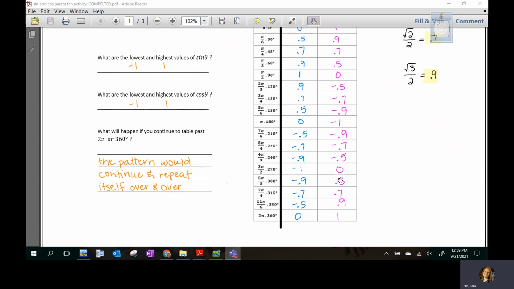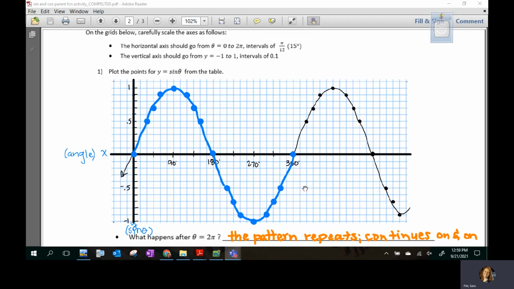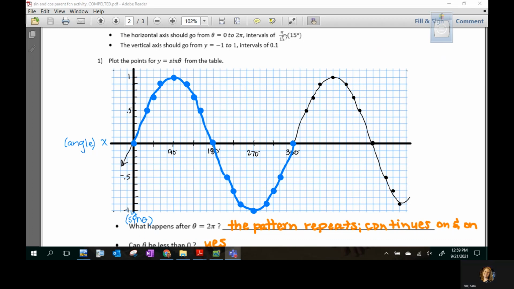So you should have checked your sine graph. Once all these blue points, we went through and plotted all these points on here. That's what's in blue. And we scaled the axes according to these instructions. Every little line on the horizontal axis was 15 degrees, and every little line on the vertical was 0.1. So this in blue is from 0 to 360, those points from that table.